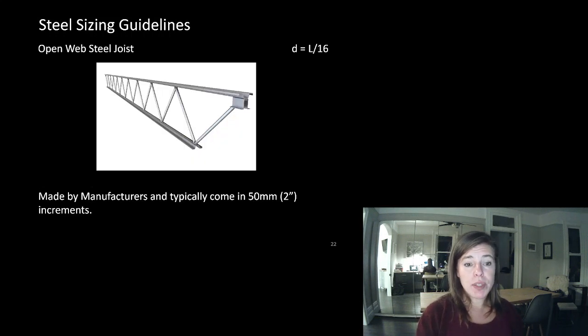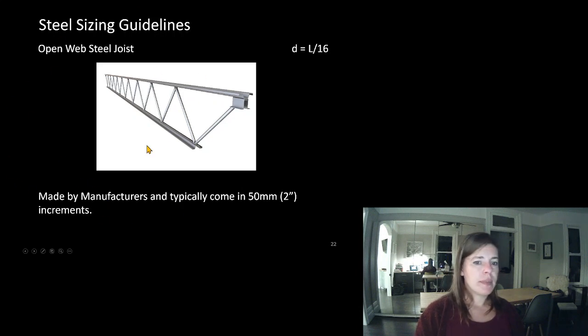Now, those things that support it can be one of 2 things. It could be an open web steel joist, or it could be a purlin. So let's talk about what those 2 things are. The first one is an open web steel joist.